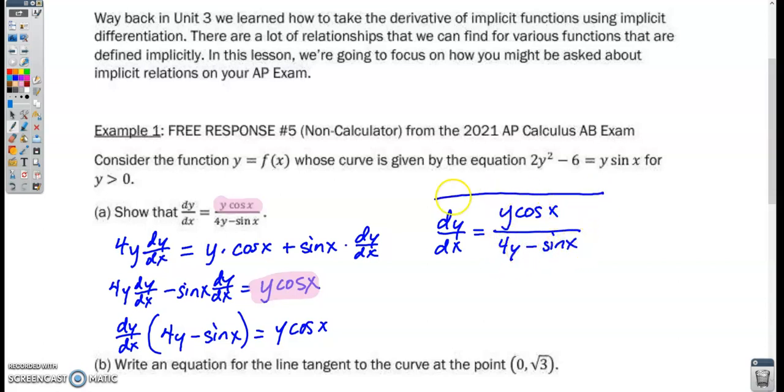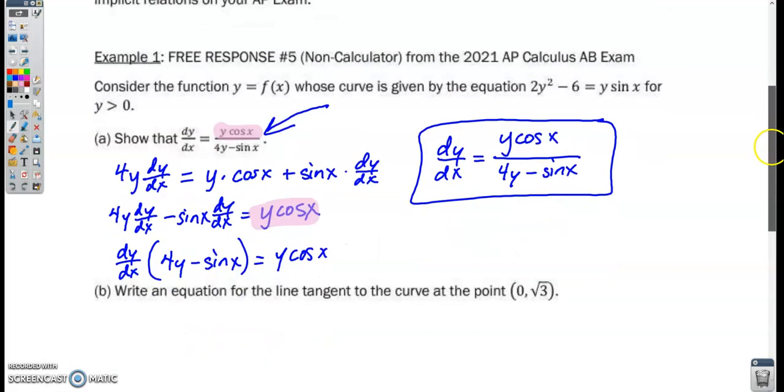And you want to make sure that your algebraic manipulation takes you exactly to where they want you to be here. For instance, do not write your derivative as dy/dx equals y cosine of x over negative sine of x plus 4y, or dy/dx equals negative y cosine of x over sine of x minus 4y. You want to derive it exactly to the form that they've given you in the problem. So here we go. All right, so we're done with part A.